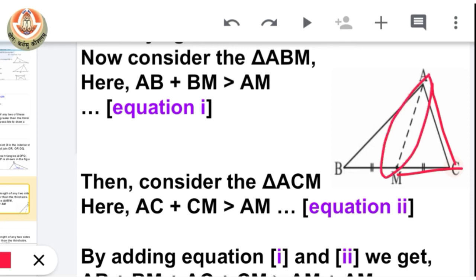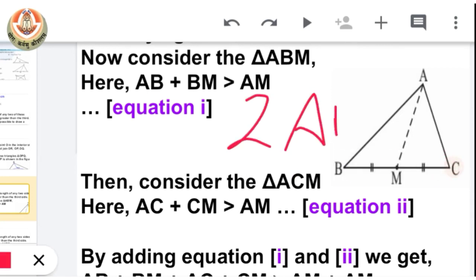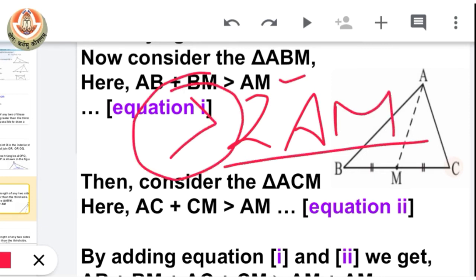Okay, now we will call these equation 1 and equation 2. Now what we will do is add them, because we need twice of AM on the other side of this sign. We have to do it according to what we have to prove. So we need twice of AM on one side of this sign. That is why we are adding both the equations.